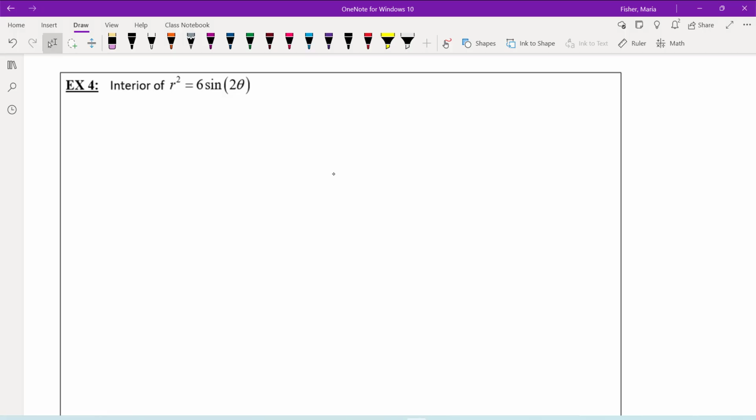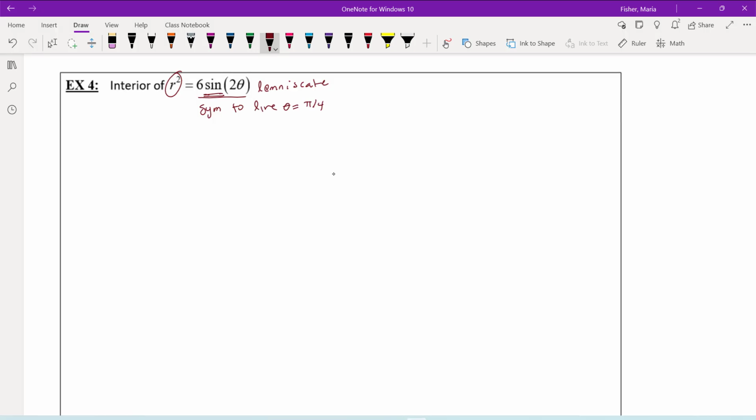Number 4 wants the interior of r squared equals 6 sine of 2 theta. Well, this guy here is a lemniscate. Anytime you have r squared equal to a number times the sine of 2 theta or a number times the cosine of 2 theta, you have a lemniscate. And a lemniscate just looks like a figure 8. Since it's sine, I know it's going to have symmetry to the line theta equals pi over 4.